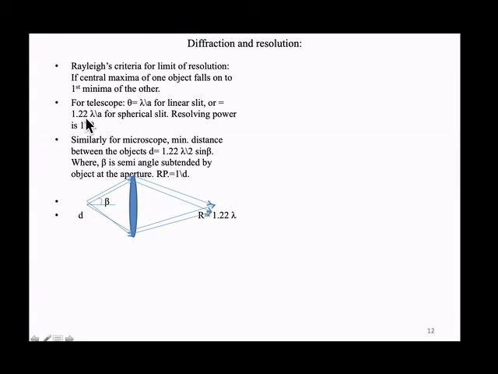So for a linear slit, it is lambda by a. But if it is a circular aperture, we have 1.22 lambda by a. So resolving power is 1 by theta. Similarly, for a microscope, d should be 1.22 lambda by 2 sine beta. Sine beta is the semi-angle at the sample and my objective lens. So resolving power is 1 by d. So what is this distance? 1.22 lambda.